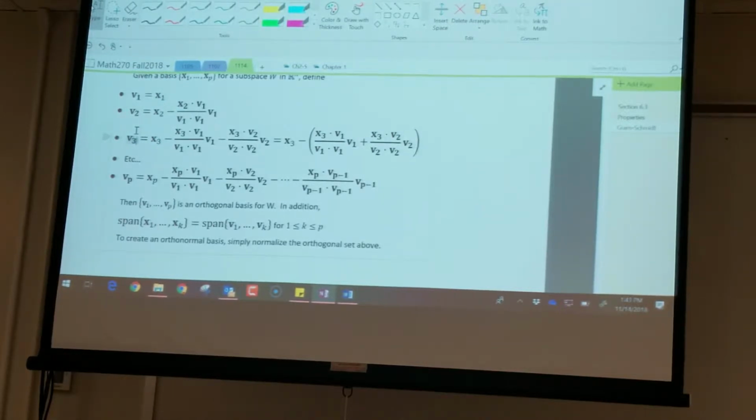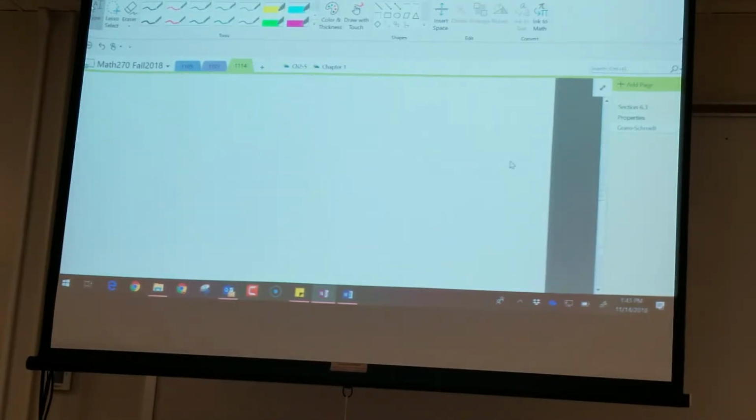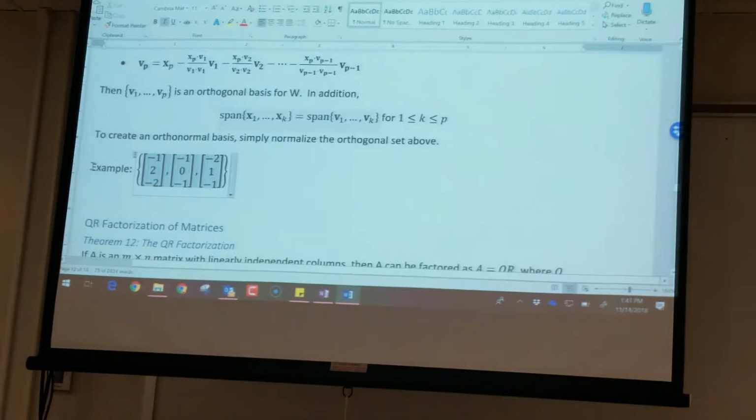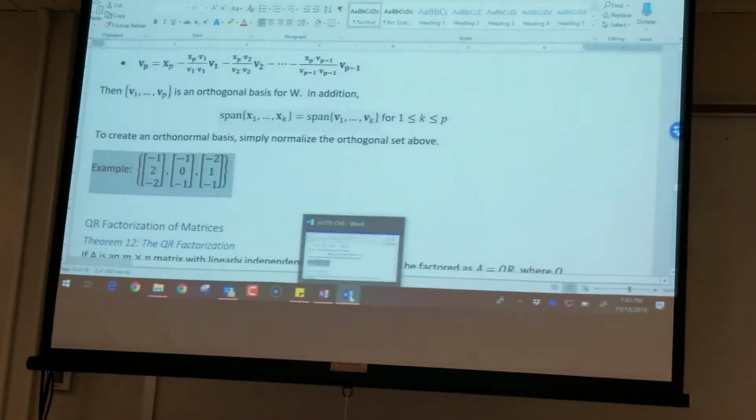Okay? Let's have an example of this. So do we want to do an example in R2, R3, R4? R3. Just go in R3, all right? So let's do an example. Gram-Schmidt process. Computer do it.